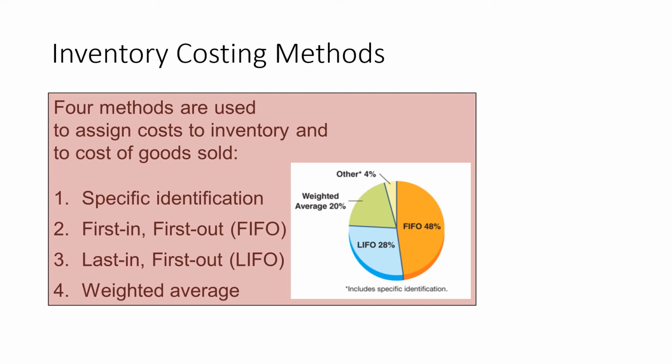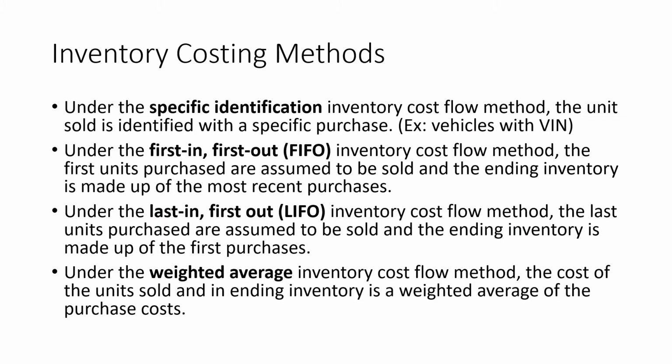Then there's weighted average, where you take basically an average of the costs for all of your inventory of that particular product and just use an average to allocate the inventory costing. So here is a description of each of those again. So specific identification, there is one specific unit. That unit is identified by its VIN or by its serial number. So you can very easily track the cost of that product, that particular automobile when you sell it. It's different when you have mass-produced goods.